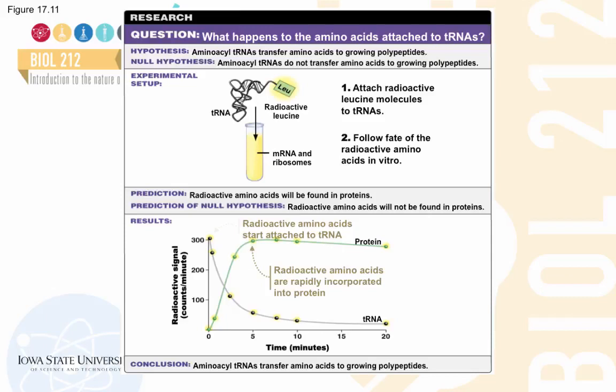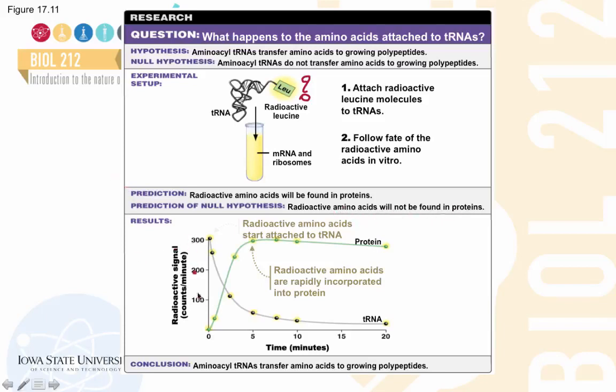When they conducted this experiment, scientists wanted to ask the question, what happens to the amino acids attached to tRNAs? They hypothesized that tRNAs carrying these amino acids transfer the amino acids to growing polypeptide chains. To address their question, scientists set up an experiment where they added tRNA molecules that were attached to radioactively labeled amino acid leucine to a reaction solution containing the ingredients that are required for translation to take place, including mRNA and ribosomes. They then observed what happens to these radioactively labeled leucine molecules. Their prediction was that the radioactive amino acids will be found in proteins. If this was not true, they would not be able to find any radioactivity in proteins.